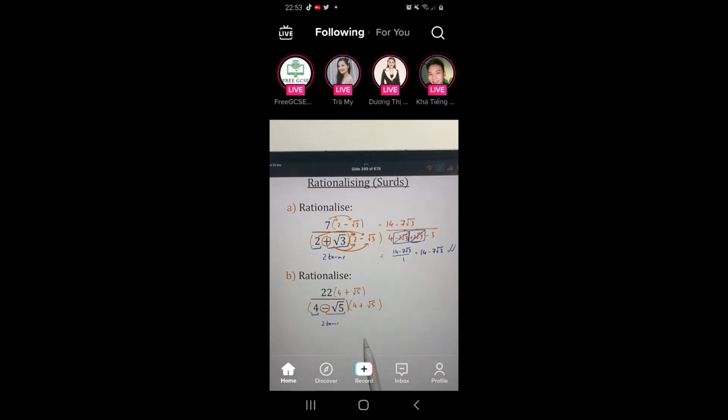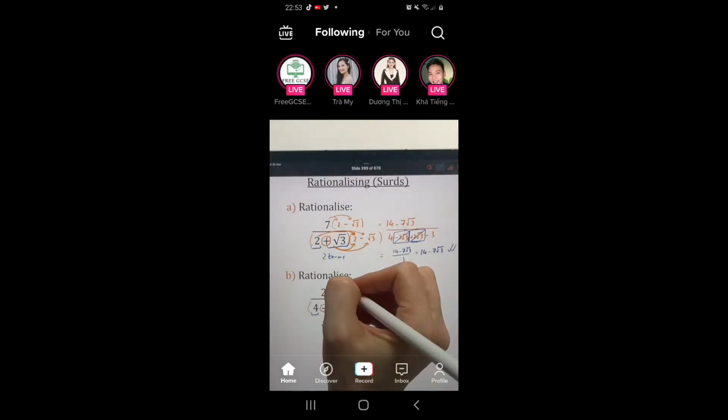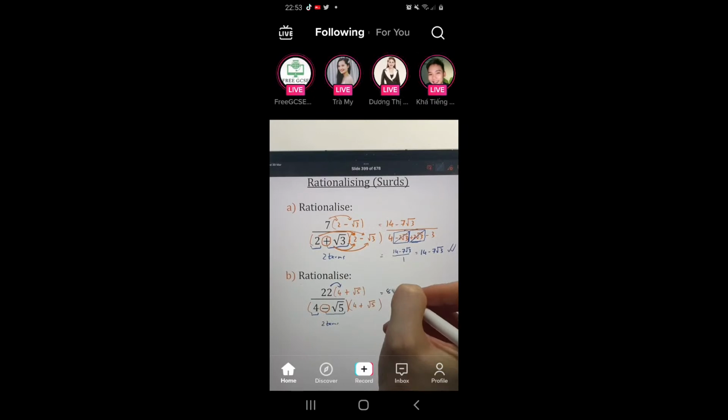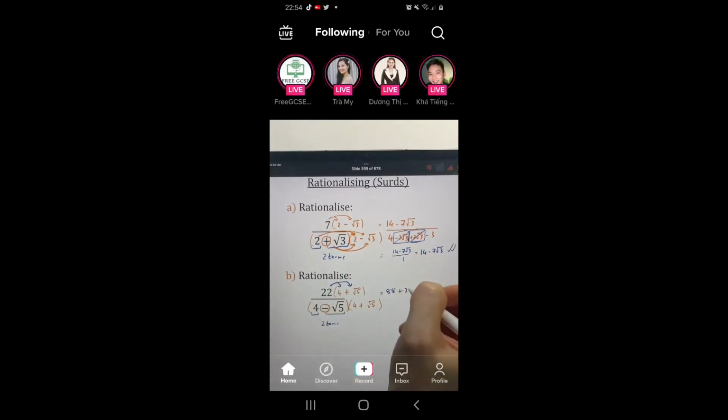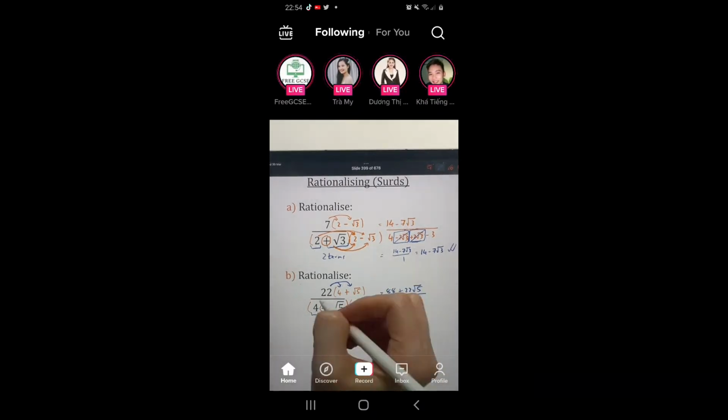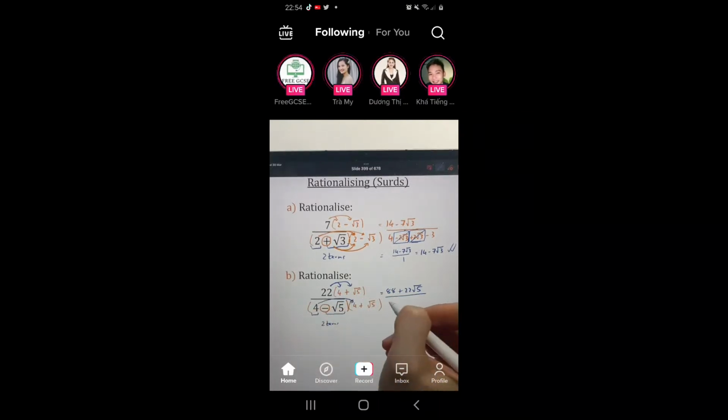terms in the bottom times top and bottom are the same 2 terms from the bottom, but you must change the sign. On the top, 22 times 4 gives you 88. 22 times root 5 gives you 22 root 5. On the bottom, double brackets, 4 times 4 gives you 16. 4 times root 5 gives you 4 root 5. Minus root 5 times 4 gives you minus 4 root 5. Minus root 5 times positive root 5 gives you minus 5.